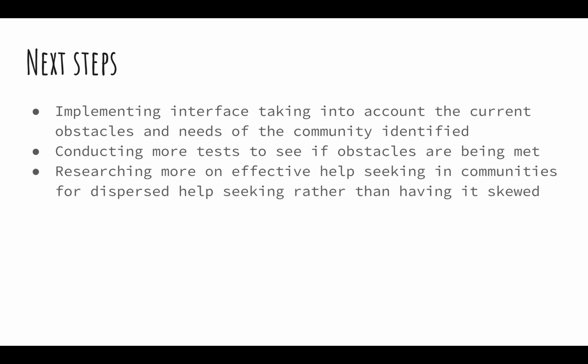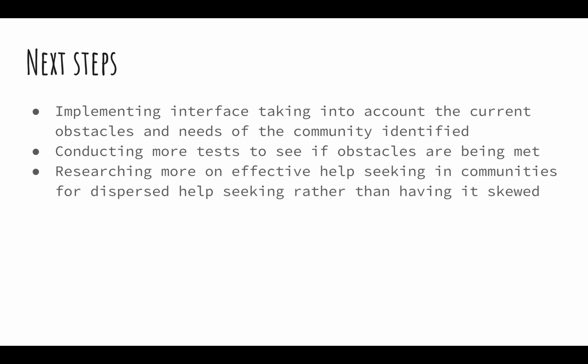Next steps I've identified is being able to actually implement an interface for the paper prototype I have identified and take into account all the information I gathered from user testing about validation and identification of blockers. Along with this, being able to conduct more tests to see if the obstacles I've identified as my arguments are being made are actually being overcome or not. And if they're not being overcome, what could I change possibly?